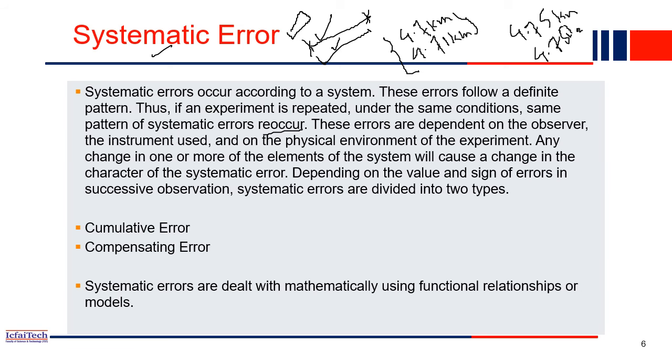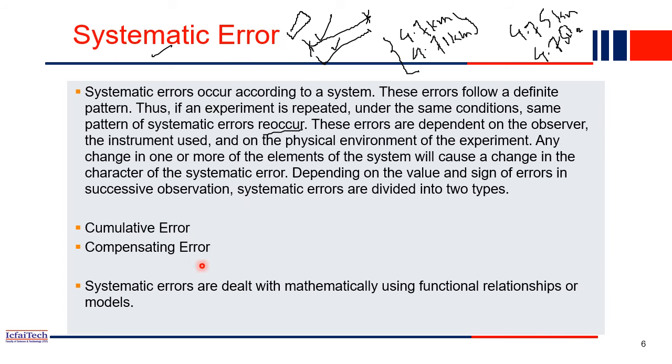A systematic error will basically occur in the reading. These errors are dependent on the observer, meaning who is taking the measurement, and the instrument used, and the physical environment of the equipment. Any change in one or more of the elements of the system will cause a change in the characteristic of the systematic error. So now you understand that each surveyor will have a different pattern of making mistakes. These mistakes we call systematic error.